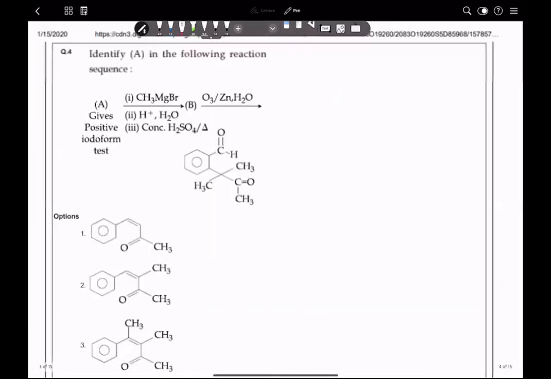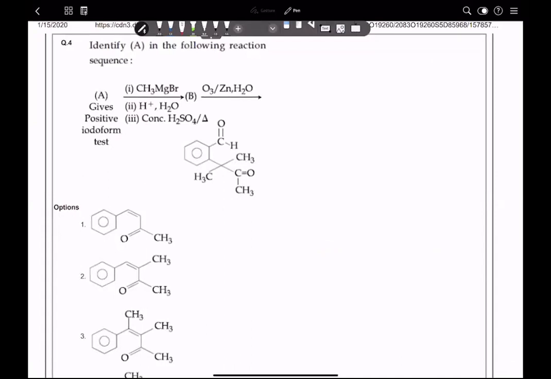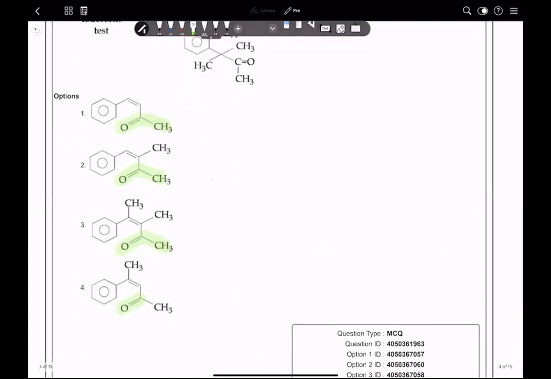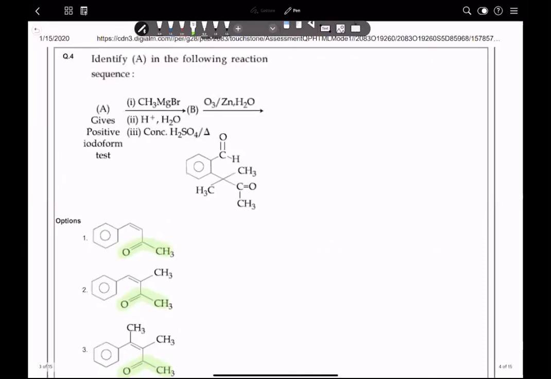Question number 4 is given. Identify A in the following reaction sequence. First, it is given that compound A gives a positive iodoform test. So for a positive iodoform test, we need a CH3CO group. This can give a positive iodoform test. This can also give a positive iodoform test. This can also give a positive iodoform test. That means in all 4 options, the compound given will definitely show a positive iodoform test.